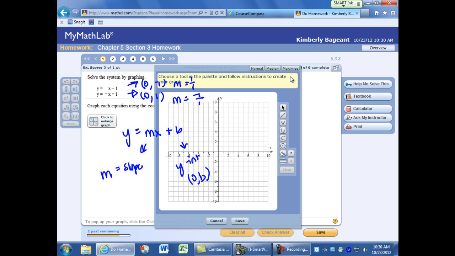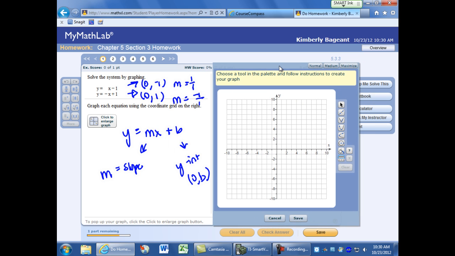So let's graph this. Use your line tool and first plot your y-intercept. My first y-intercept is 0, negative 1. And then from this point that I just plotted, I'm going to go up 1 over 1 because that's what my slope tells me to do. So from that point, 0, negative 1, I'm going to go up 1 and then to the right 1. And then click, and there's one line.